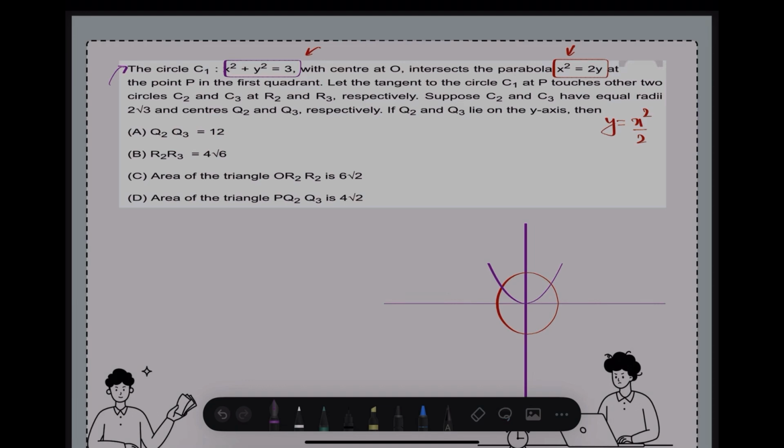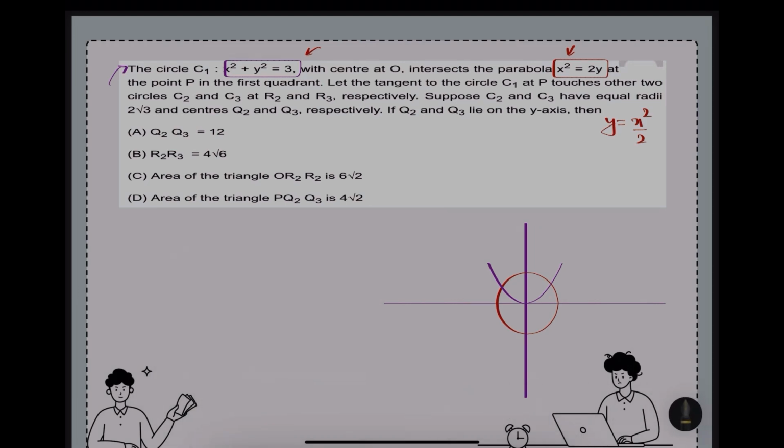Now, what they are saying, intersect the parabola at the point P in the first quadrant. So this is the point P in the first quadrant. Okay, so hopefully they will talk about this point of intersection. So let's first find out its point of intersection, and then we will draw its further part. So intersection point means what? The point where this parabola and this circle are equal.